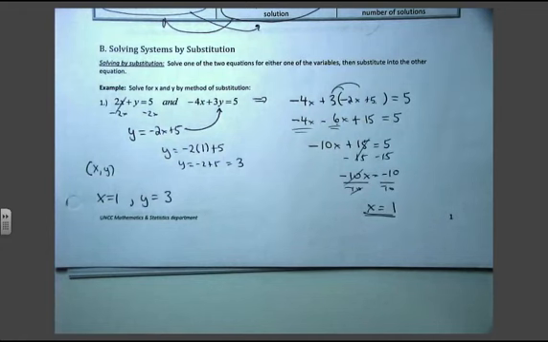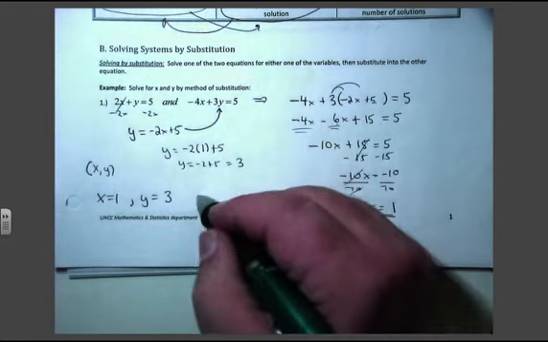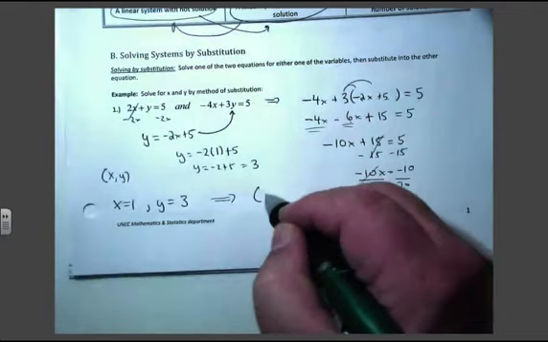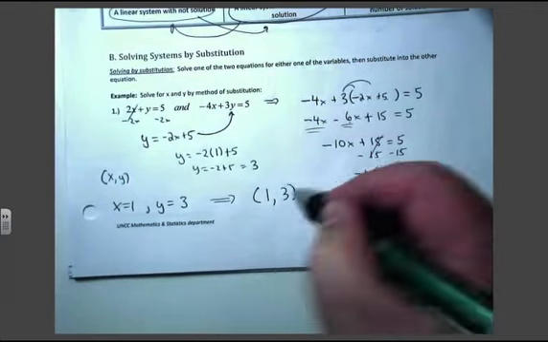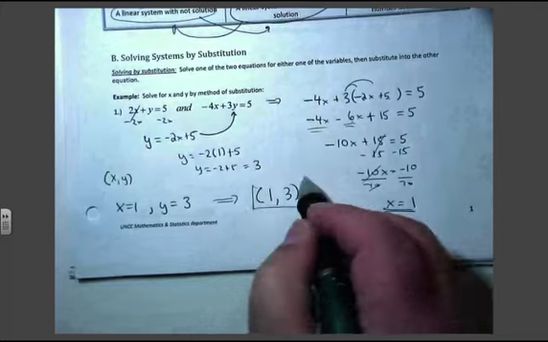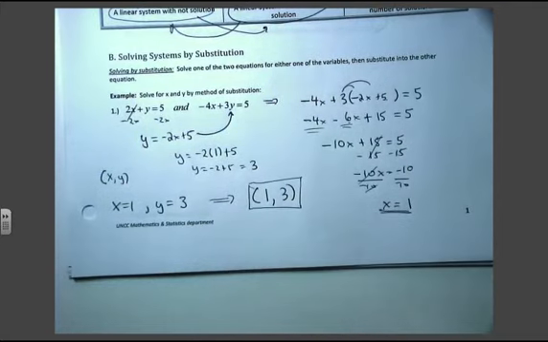And traditionally, we like to write this as an ordered pair. So this would be my solution. x is 1, y is 3, is the point (1, 3). This is not interval notation. This is a point on the Cartesian coordinate system. x is 1, y is 3. Does that make sense? Substitution method: take one equation, solve for one variable, then plug it into the other equation.